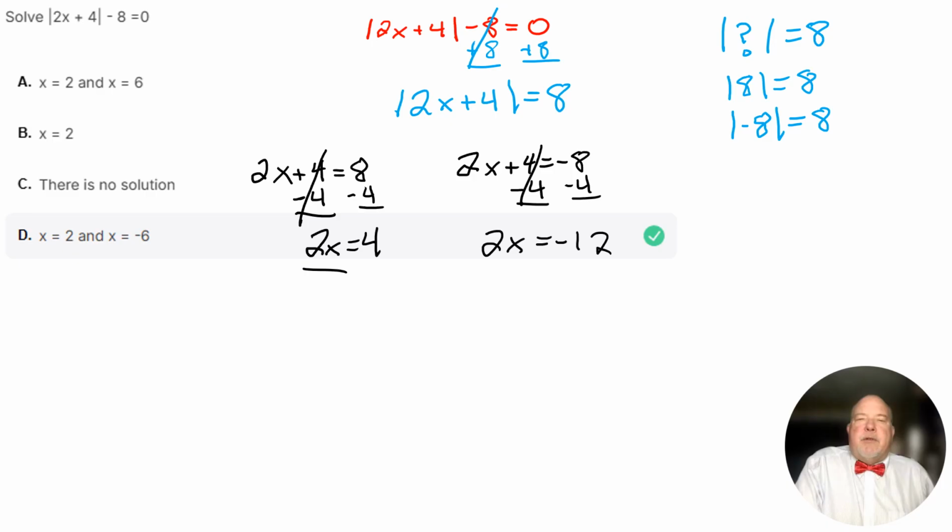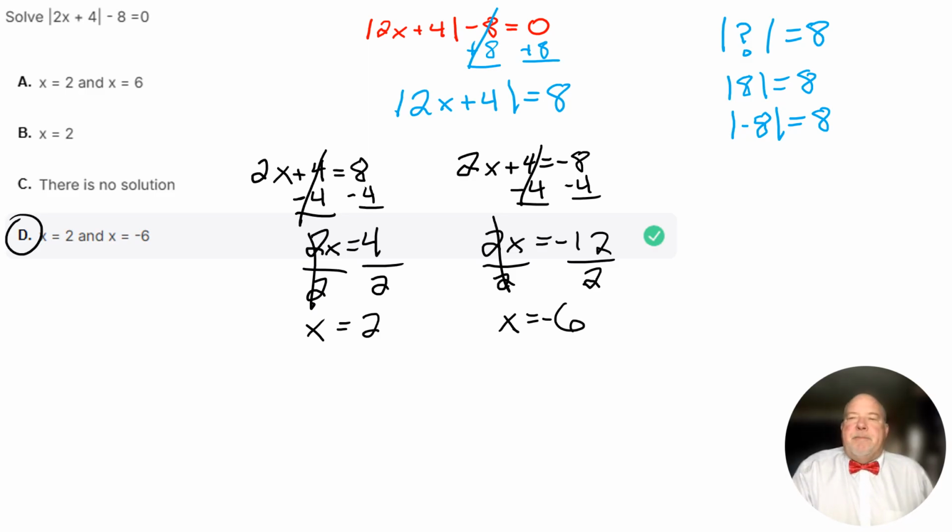Then I'm going to divide both sides by 2. And again, I can just do both of them at the same time. Divide by 2, divide by 2. And so here I have x equals 2, because this canceled out. That cancels out. And this one I get x equals negative 6. And so that corresponds with answer D.